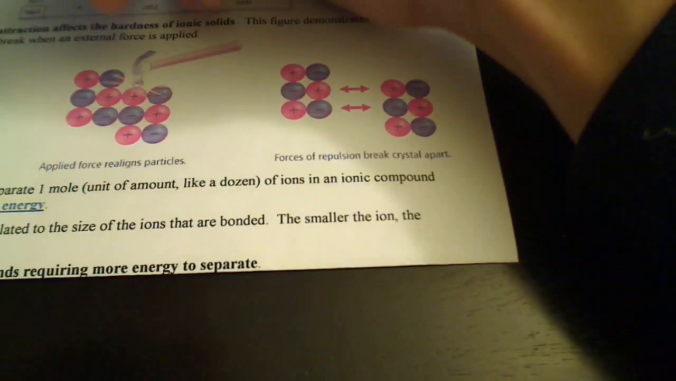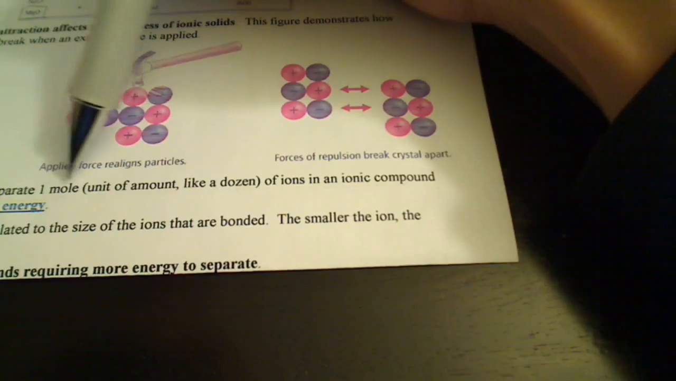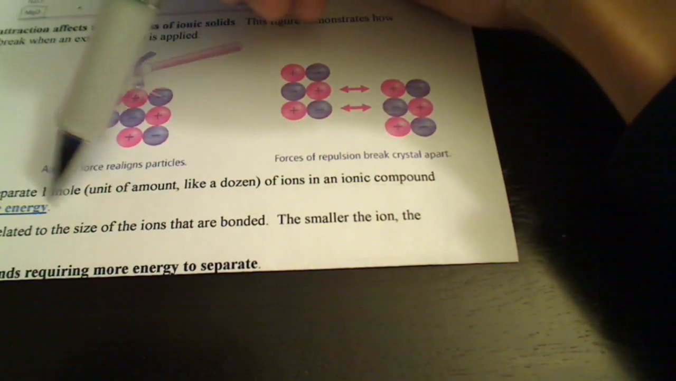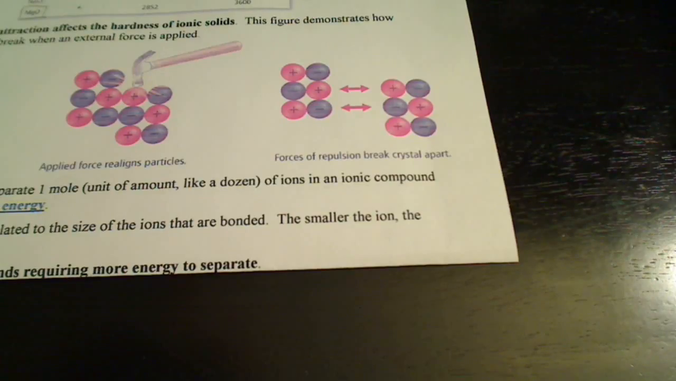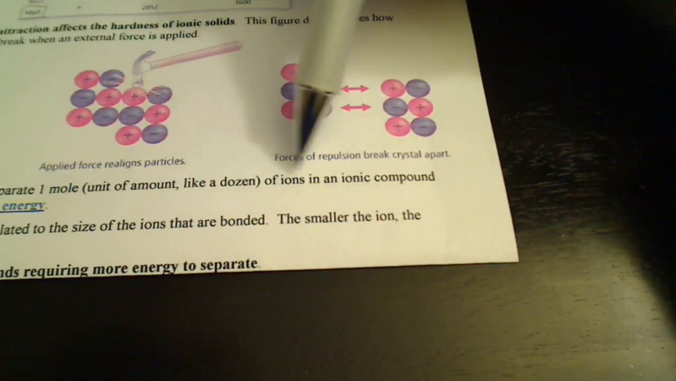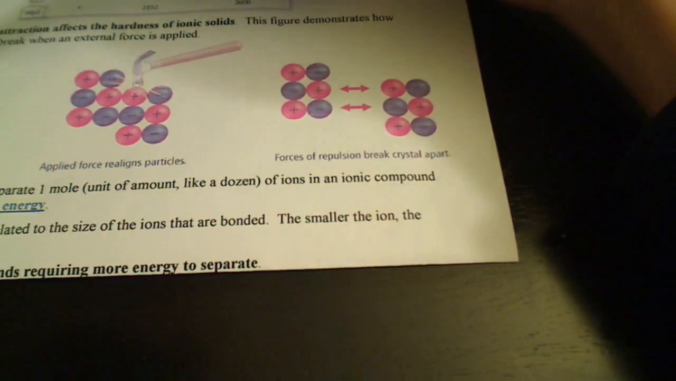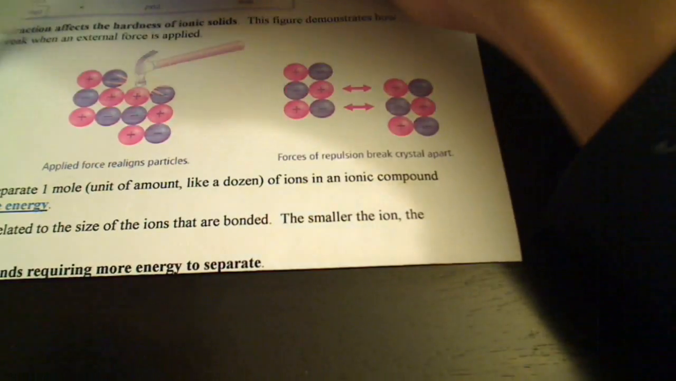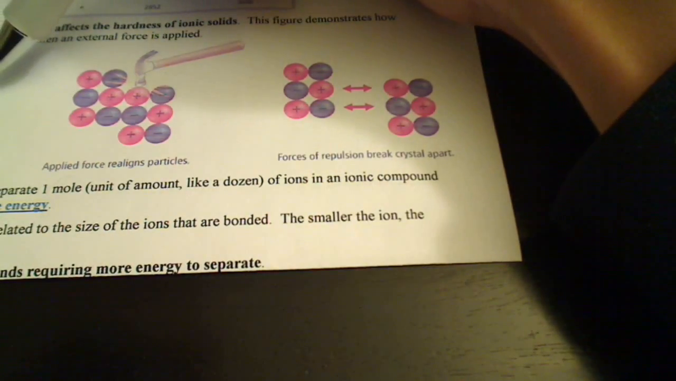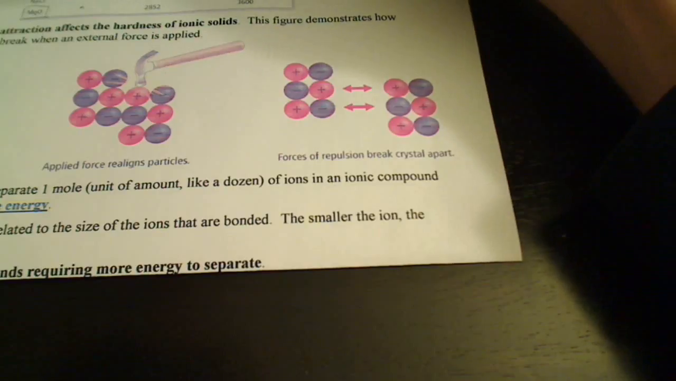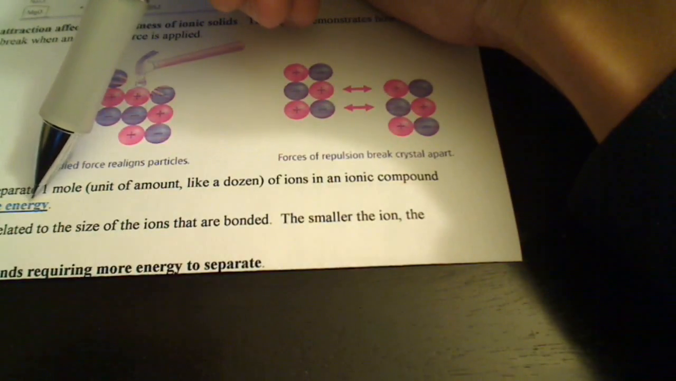Otherwise, the energy required to separate 1 mole unit amount, like a dozen, of an ion in an ionic compound is referred to as the lattice energy. We're going to get on this subject a lot more, I believe in chapter 9. In other words, if I have a certain amount of crystals of ionic compounds, the amount of energy that I need to separate that certain amount, or mole, is referred to as lattice energy.